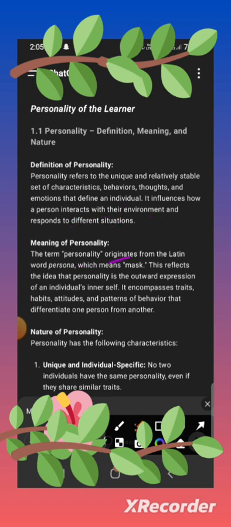Meaning of personality. The term personality originates from the Latin word persona, which means mask. This reflects the idea that personality is the outward expression of an individual's inner self. It encompasses traits, habits, attitudes, and patterns of behavior that differentiate one person from another.